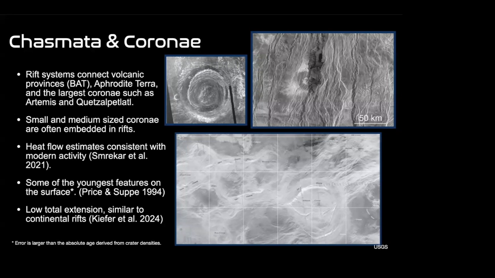And they also seem to link these large volcanic regions, such as the BAT region, for Beta Atla Themis. But that's that big triangle region on the previous page. Also these areas such as Aphrodite Terra, and these absolutely massive circular features that are Artemis and Quetzalcoatl Coronae. And speaking of the coronae, they are these morphological features on Venus that are very poorly defined. I think the official definition is any tectonomagmatic structure that is circular that isn't a crater. I think that more or less is what the working definition ends up being.